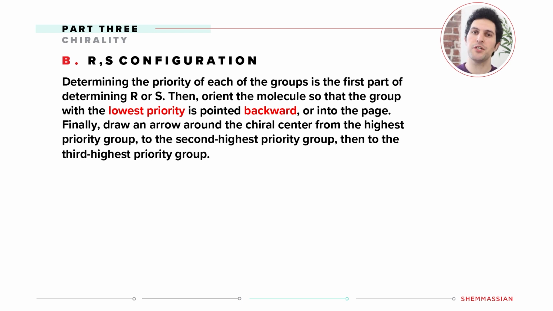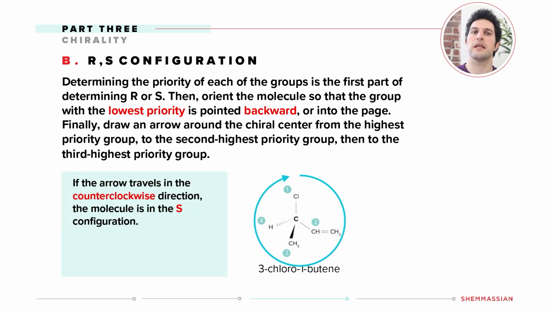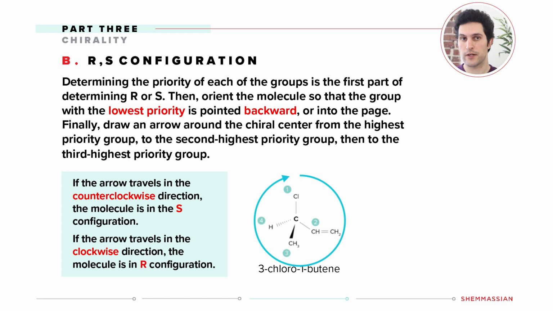Then, be sure to orient the molecule so that the group with the lowest priority is pointed backward, which is represented as a dashed line. With the lowest priority substituent pointing backward, draw an arrow around the chiral center from the highest priority group to the second highest priority group, then to the third highest priority group. If the arrow travels in a counterclockwise direction, the molecule is in the S configuration. If the arrow travels in the clockwise direction, it is the R configuration.